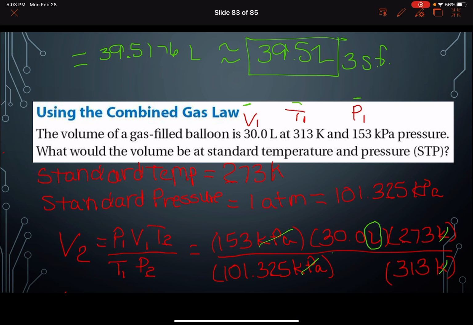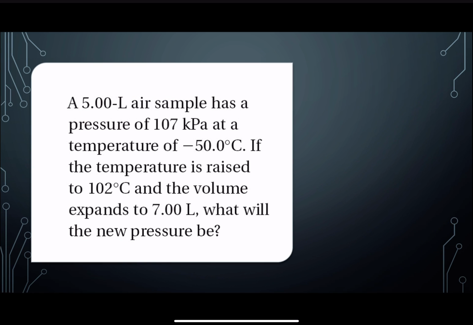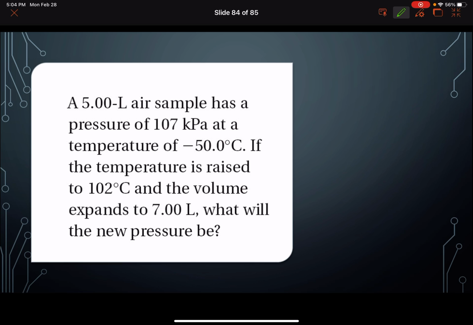So let's go to the last one, and then we are done with lecture notes. So now we have a 5-liter air sample, has a pressure of 107 kilopascals at a temperature of -50 degrees Celsius. So this is a volume, this is a pressure, and this is a temperature, and this is volume 1, pressure 1, temperature 1. If the temperature is raised to 102 degrees Celsius, this would mean temperature 2, and the volume expands to 7 liters, that would be volume 2, what will the new pressure be?